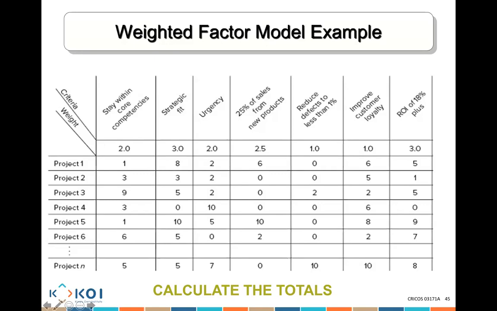26. Okay. Now 2 multiplied by 2. What's the total? 4. Add an extra 4. 2.5 multiplied by 6. Add the total. 15. 1 multiplied by 0. Add the total. 0. 1 multiplied by 6. Add the total. 6. And 3 multiplied by 5. Add the total. 15. What's the total for all of these together? 66. Okay. So project 1 is giving me a score of 66.